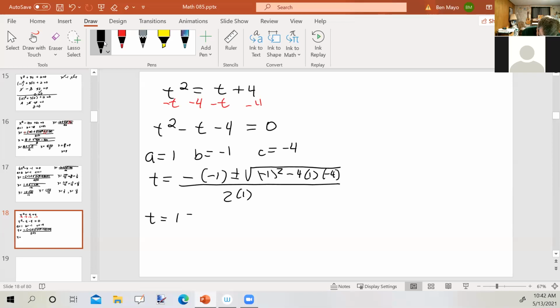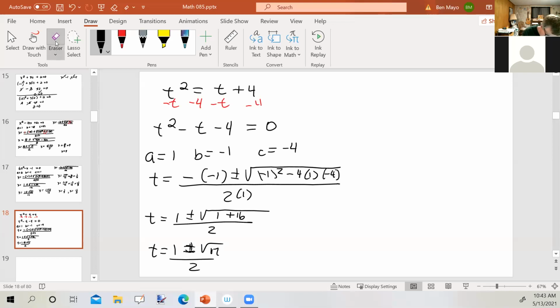T equals 1 plus or minus the square root of 1 plus 16 all over 2. Again, negative 1 quantity squared is 1. And then you've got minus 4 times 1, which is minus 4. And minus 4 times negative 4 is a positive 16. So then t equals 1 plus or minus the square root of 17 over 2.